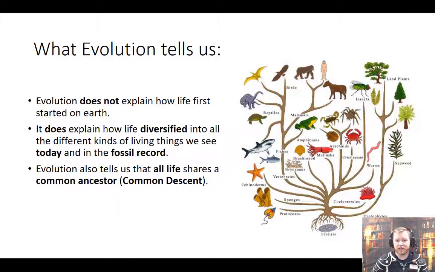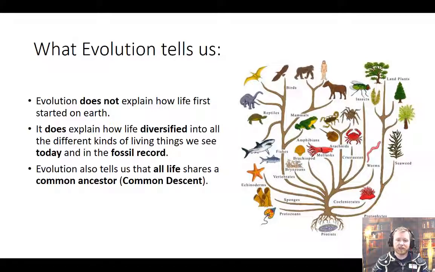What evolution does is it explains that once life started, it shows how it diversified into increasingly complex and increasingly different forms of life that allowed it to spread all over the planet. And we see evidence for that today, and we see the evidence for that in the fossil record and other forms of evidence that we'll cover a little bit later.